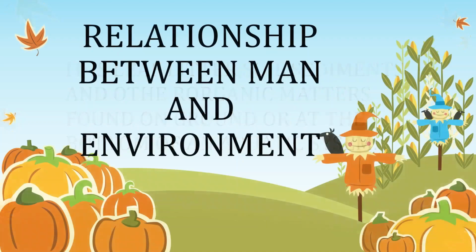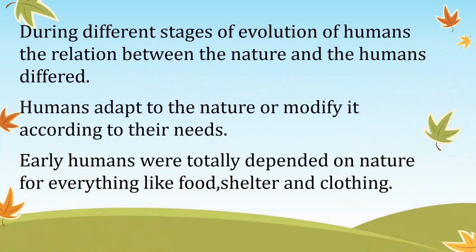Now, relationship between man and environment. During different stages of evolution of humans, the relation between nature and human beings differed. Humans adapt to the nature and modify the nature according to their needs. Early humans were totally dependent on nature for everything like food, shelter, clothing, medicine, everything.